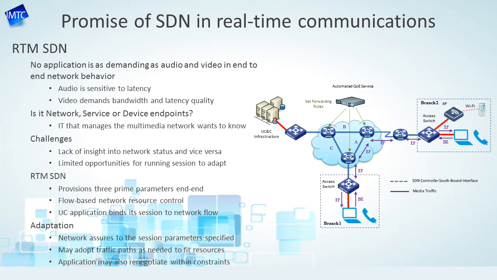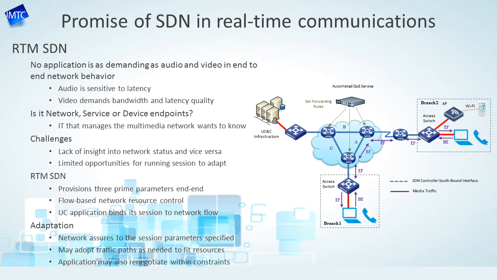And these three prime parameters are the ones that are laying the groundwork for the QoE experience. As you can see, the adaptation is in three phases. One is the network assures the session that the parameters specified by the application are maintained, and if it cannot maintain them, there are remedial measures that it can facilitate. And it can also adapt traffic paths as needed, which is one way of facilitating. And the application may also renegotiate with the customer, as we already saw.